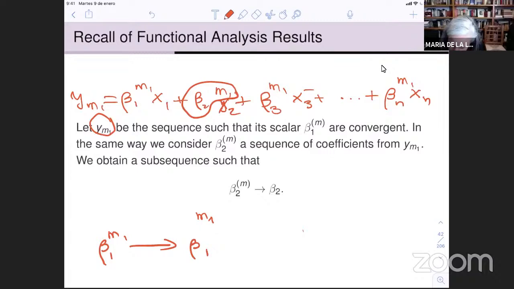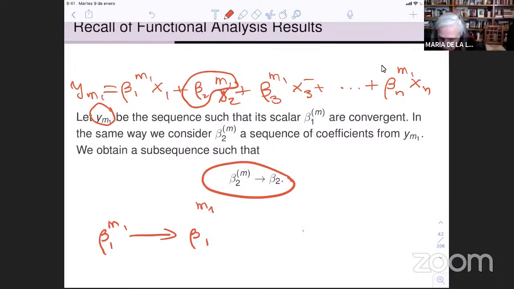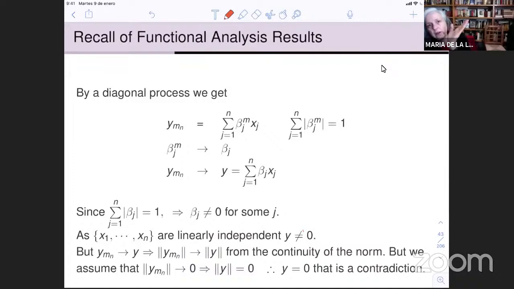And we can continue. So we have this convergent subsequence, and we get by a diagonal process. So now I have this beta 1 mn that converges, beta 2 mn that converges, and now I choose a new subsequence. So I extract one subsequence from the other. So this is a diagonal process. And I can see that I can construct, this is finite because I have only the coefficients from x1 to xn, I can construct a sequence of coefficients that converge to bj. So each of the coefficients.